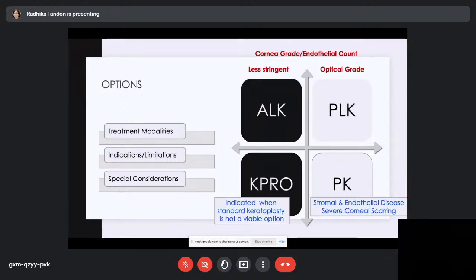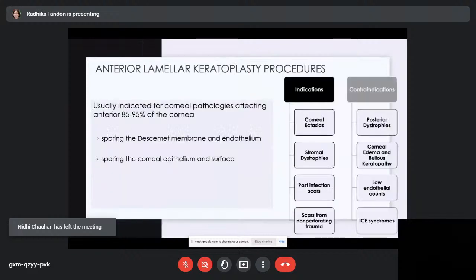Talking about anterior lamellar keratoplasty, the corneal quality and the endothelial cell count can be less stringent, but this may not always be so, because if you do not have an in-house eye bank and you are in a wholly separate facility, then you would like to have a good quality cornea, even if you're doing an anterior lamellar keratoplasty, because if you have a perforation on the table or there is some other calamity, then you should have the ability to transplant the cornea in total.